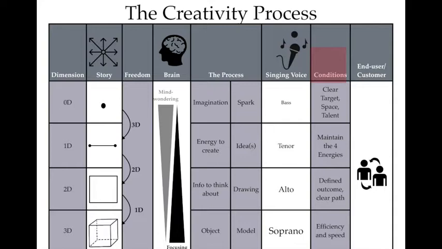There are conditions we must create to facilitate each step in the process. The first step, we must have a clear target about what we would like to create, especially from the end user's point of view or the customer point of view. Also the space for the creator, so that there is no restriction and the condition enhances the mind-wandering. Also, if there is a team, we must be sure that we have the right talents.